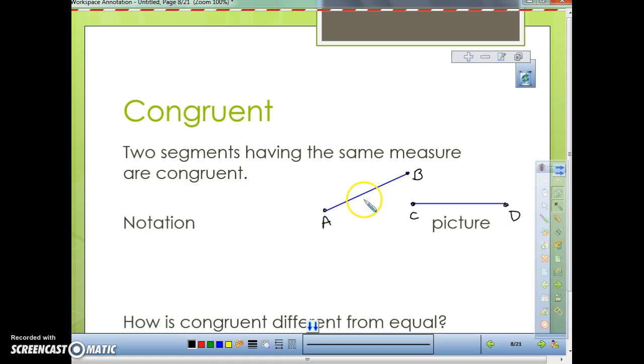So AB, let's say that this segment was 6 inches long. If CD is going to be congruent, it also would be 6 inches long. They're the same measurement if you put them up against the ruler. And we can denote that. Here's the way that would look. Segment AB is congruent to segment CD. This little squiggly with the equal sign means congruent, or same measure.